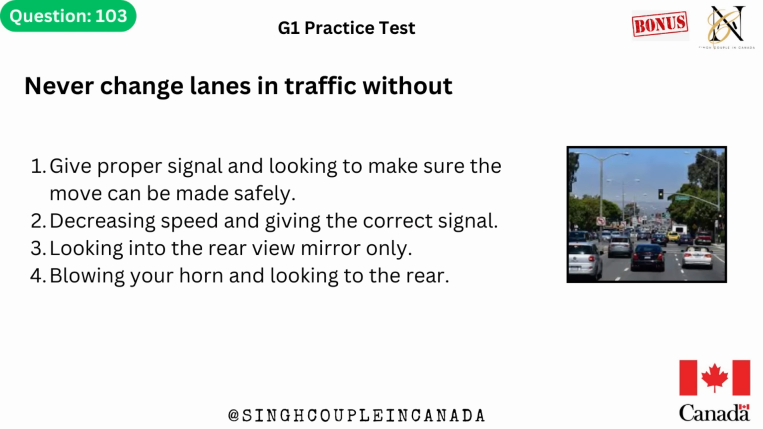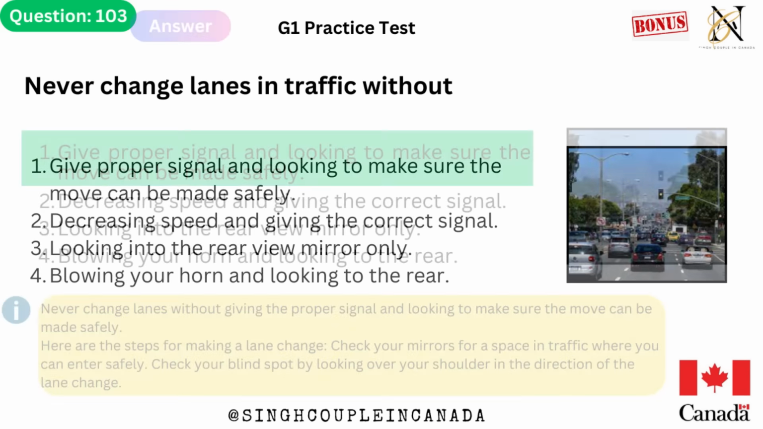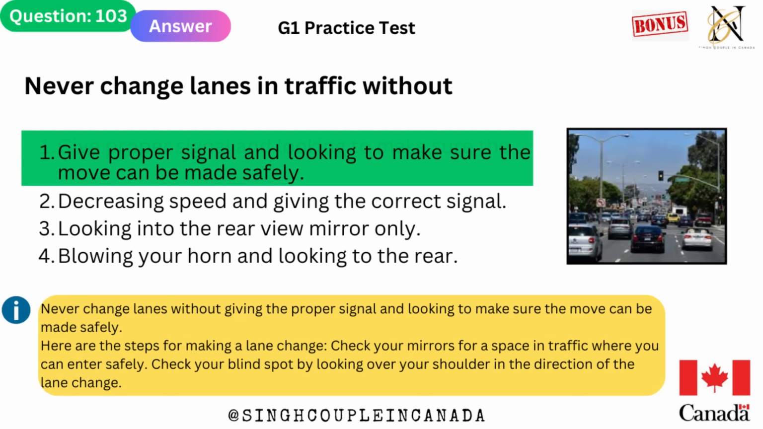Never change lanes in traffic without 1. Give proper signal and looking to make sure the move can be made safely. 2. Decreasing speed and giving the correct signal. 3. Looking into the rearview mirror only. 4. Blowing your horn and looking to the rear. The answer is 1. Give proper signal and looking to make sure the move can be made safely. Never change lanes without giving the proper signal and looking to make sure the move can be made safely. Here are the steps for making a lane change. Check your mirrors for a space in traffic where you can enter safely. Check your blind spot by looking over your shoulder in the direction of the lane change.